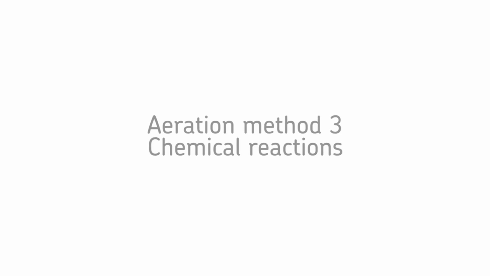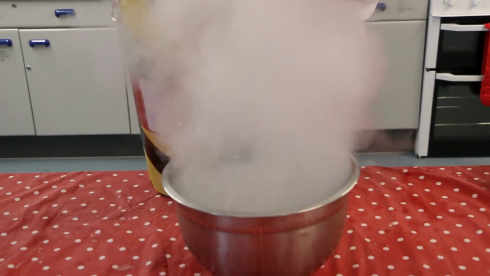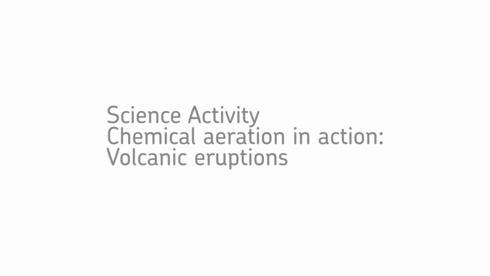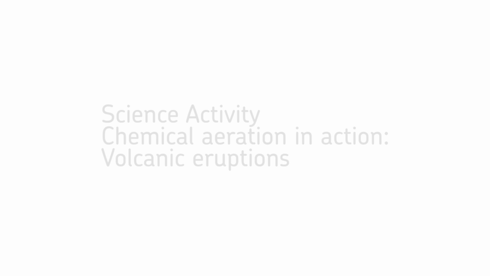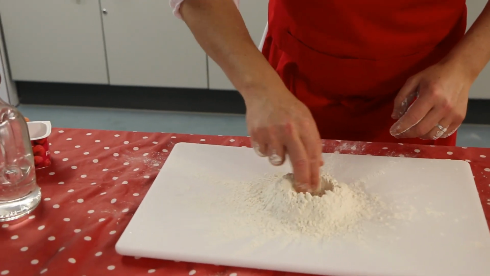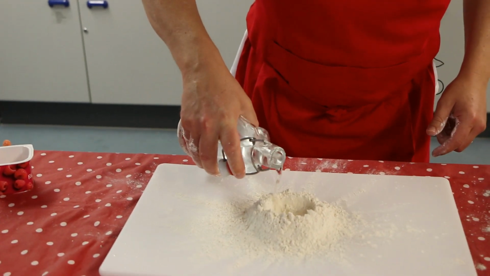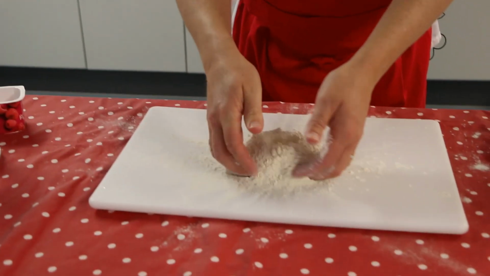The gas carbon dioxide can also be added to our food by chemical reactions using an acid and an alkali, or as you might know it, bicarbonate of soda or baking powder and cream of tartar. So we can demonstrate the acid and alkalis working together with a quick little experiment we like to call volcanic eruptions. We're going to get the flour and mix in the water and just create ourselves a real basic little dough on here.